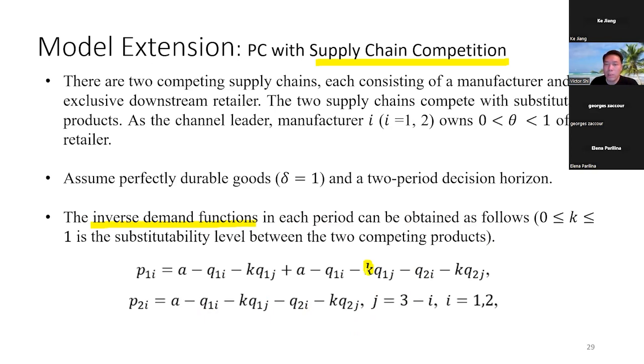This is called the substitutability level. So if two products have a substitutability level of 0, that means the two products are not competing with each other. If the substitutability level K equals 1, that means the two products are kind of identical. That means in that case, it's basically a price war, so whoever prices lower will get more customers.